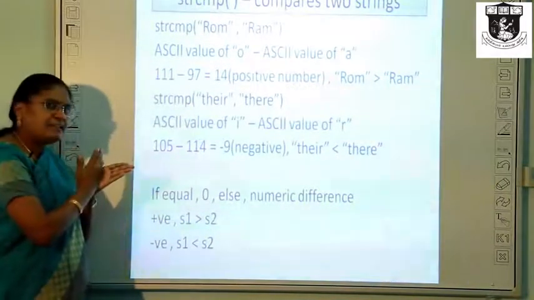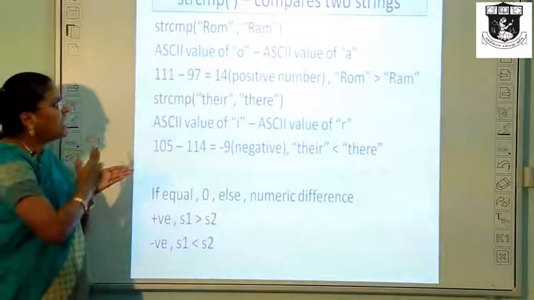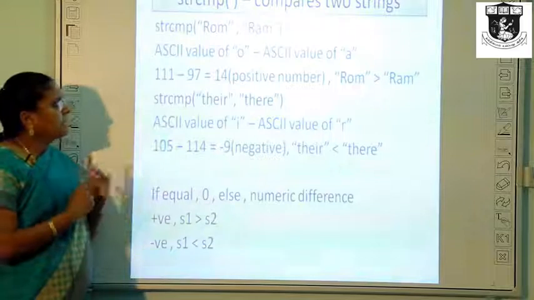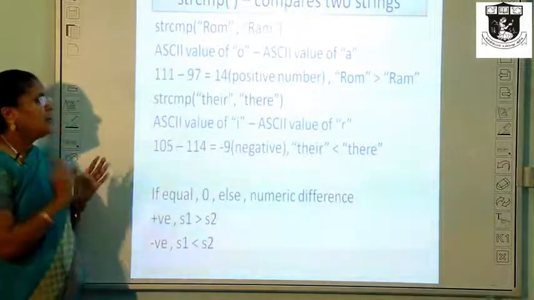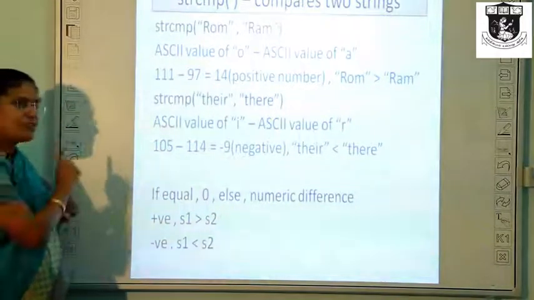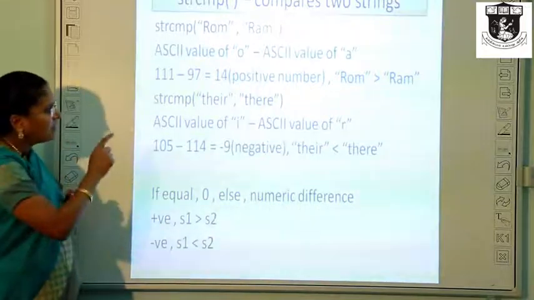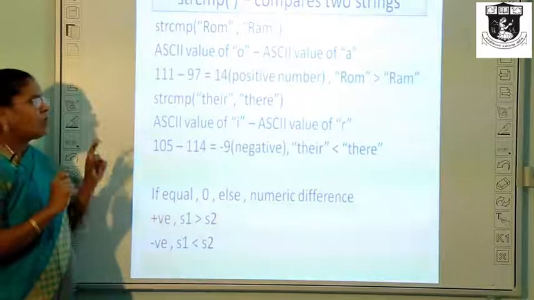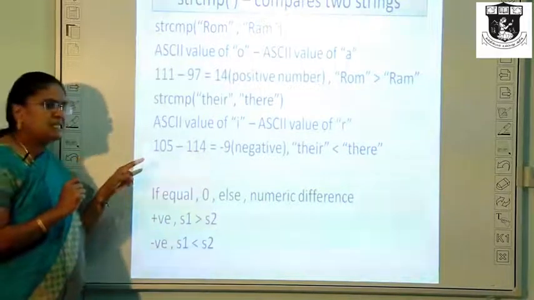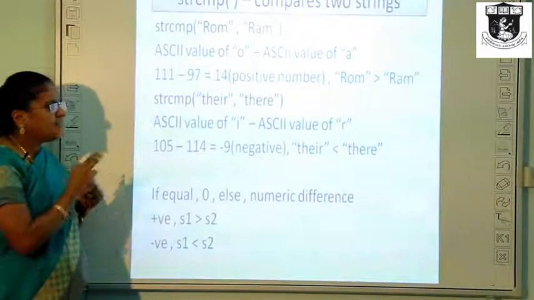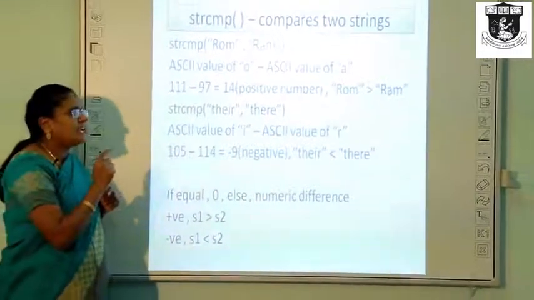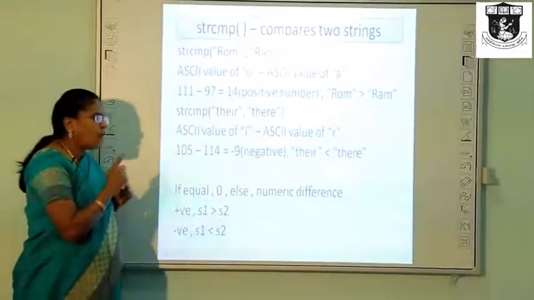Now we come to the second example, strcmp, where "their" is compared with "there". Up to "the" it is the same. Now the next one, I and R are being compared. Same thing, the ASCII value of I is compared with the ASCII value of R. The ASCII value of I is 105, minus 114, which is the value of R. When you subtract, you get a negative. On the top it was positive, here it is negative. So this states that the string "their" is less than "there", which means string 1 is less than string 2.